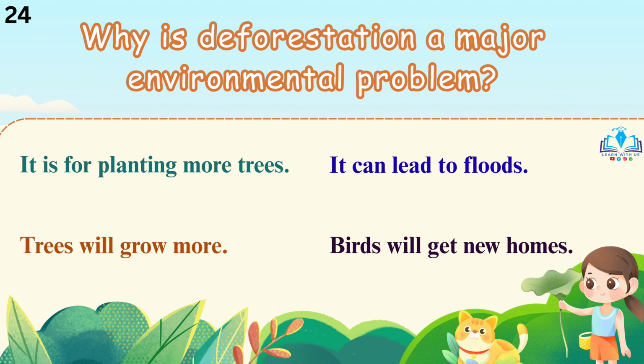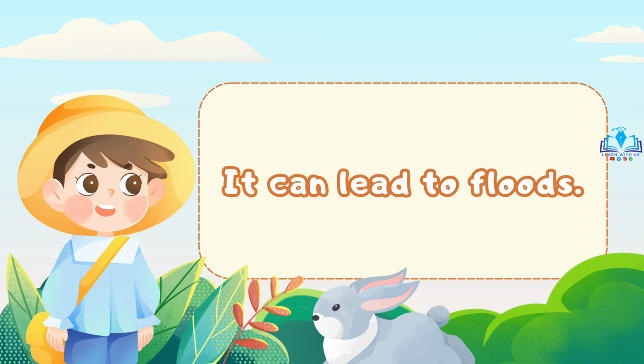Question 24. Why is deforestation a major environmental problem? A. It is for planting more trees. B. It can lead to floods. C. Trees will grow more. D. Birds will get new homes. Answer B. It can lead to floods.